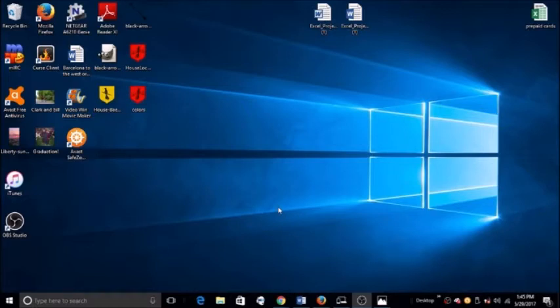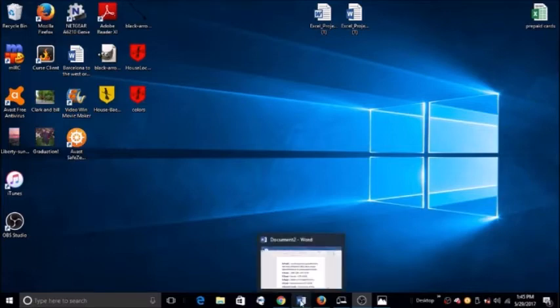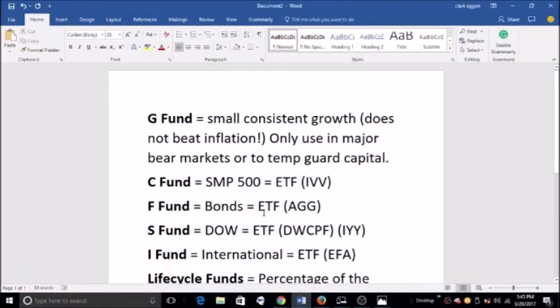When I went out and looked at the TSP, there's not a lot of resources out there on how to track the TSP. Basically the TSP is a number of funds. You have the G fund, the C fund, the F fund, S fund, I fund, and the life cycle funds. With each of these, it's important to look at what they mean.